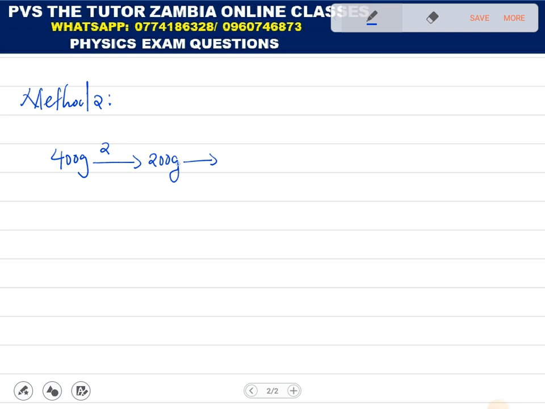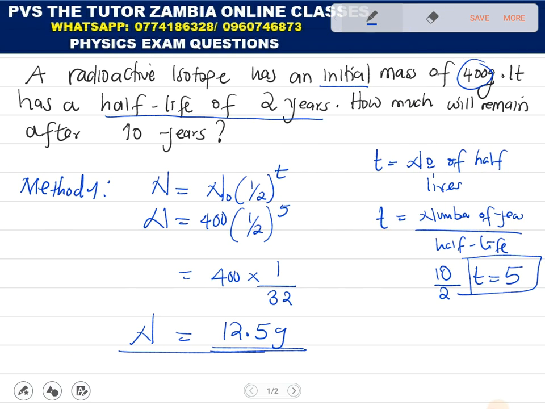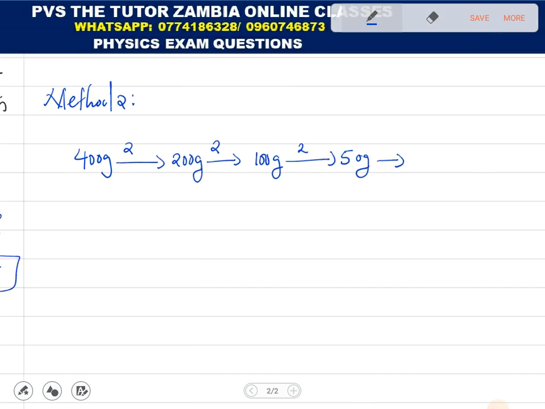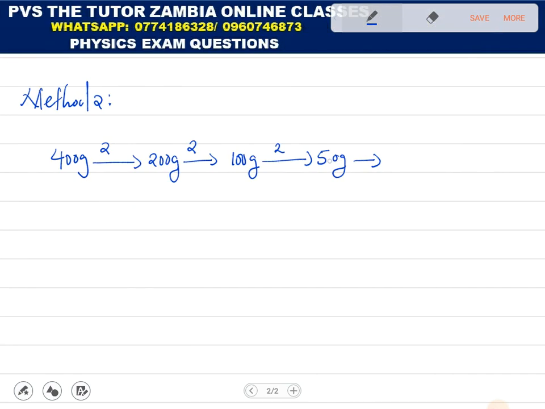This one has to decay again until we reach 10 years. Again, in 2 years it will decrease by half, from 200 to 100. Again in 2 years it will decrease by half to what? To 50 grams. Again, how many years do we have? 6. We have to reach 10. Again, this one will decrease by half to what? 25 grams in 2 years.